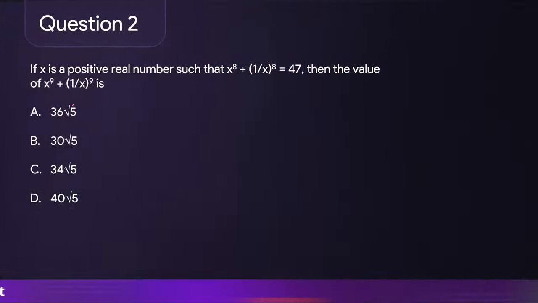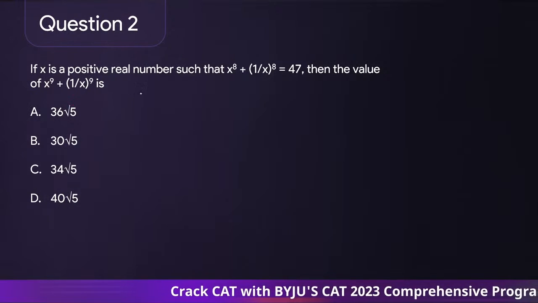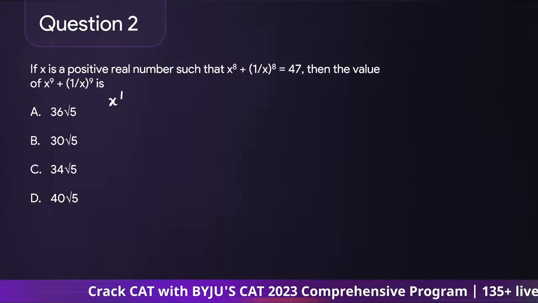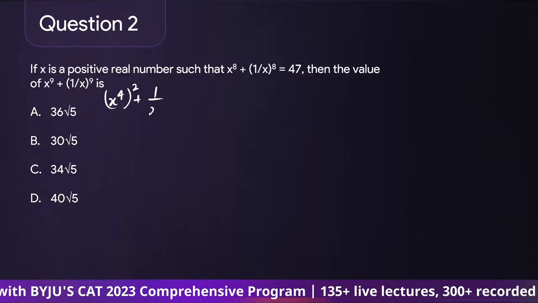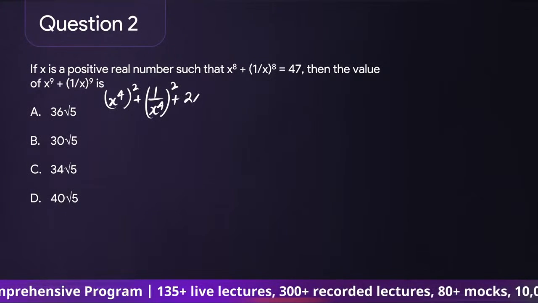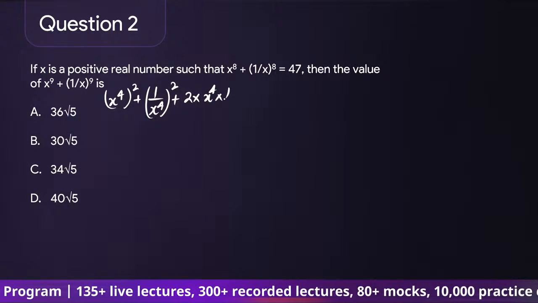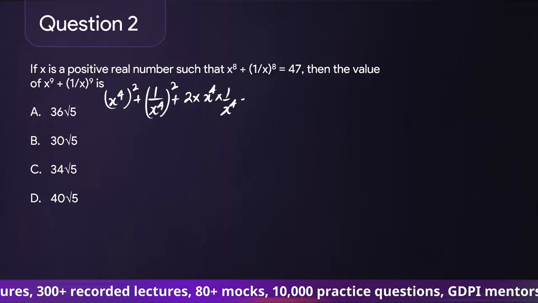Next question. If x is a positive real number such that x raised to 8 plus 1 upon x raised to 8 is equal to 47, then find the value of x to the power 9 plus 1 by x to the power 9. So what we can do is we can write x to the power 8 as x to the power 4 whole square and 1 by x to the power 8 as 1 by x to the power 4 whole square, and then add 2 times x to the power 4 into 1 by x to the power 4.